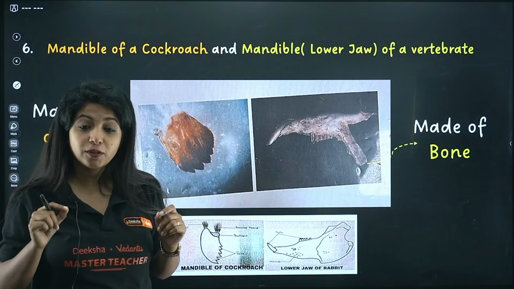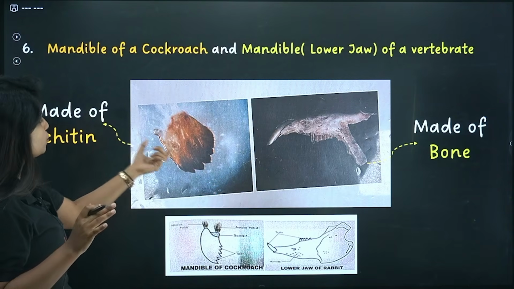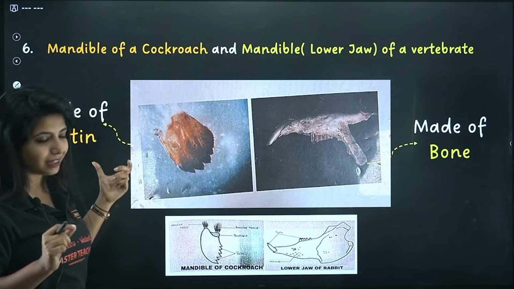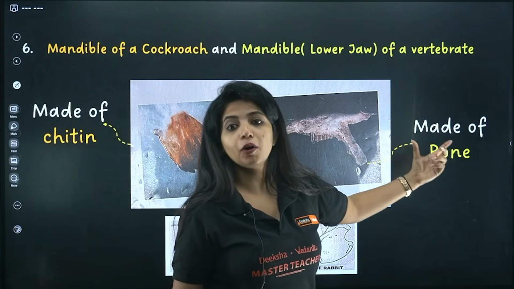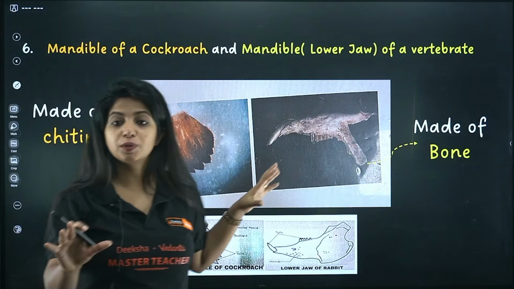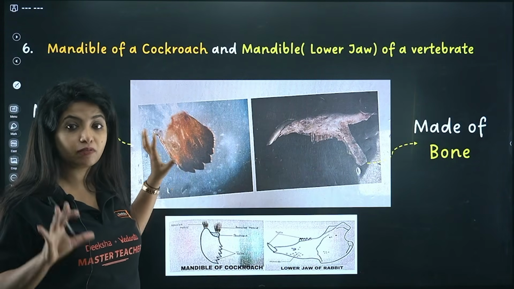But if at all you talk about the structure, it is not at all the same. This is made up of chitin, a very tough substance. This is made up of bone. Function remains the same. So either this particular picture can be given which is colored.